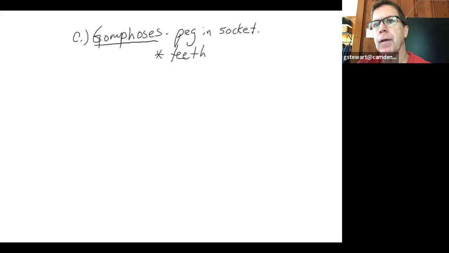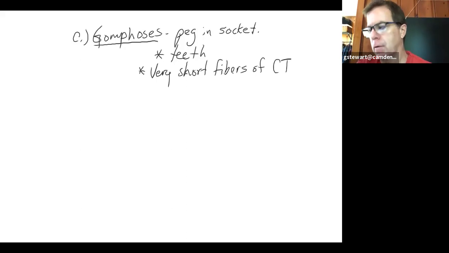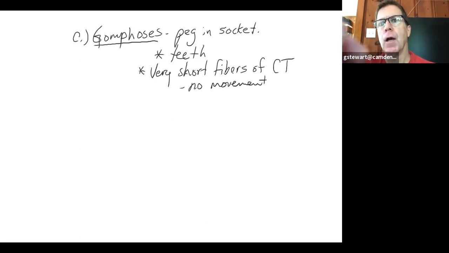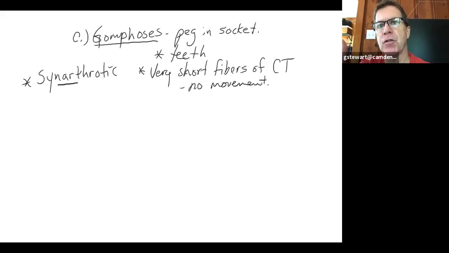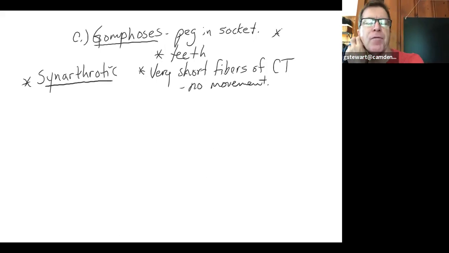This is very short, very short fibers of connective tissue. So short, in fact, that it provides no movement. And so we can call these special types of joints synarthrotic, because that means no movement. Remember, that's a functional classification. And we're going over structural classifications right now, what type of tissue they're made of.